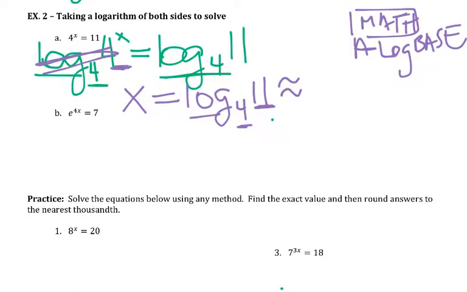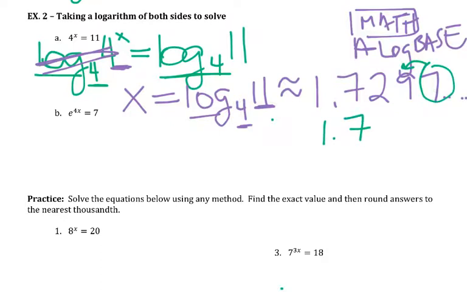So when I plug in log base 4 of 11, it gives me 1.7297 with some additional numbers afterwards. Now, in pre-calc, we usually round to 3 decimal places. If I was going to round this to 3 decimal places, it would be 1.7. This 7 pushes the 9 up, and this 29 becomes a 3, 0. So 2a, the answer is approximately 1.730.